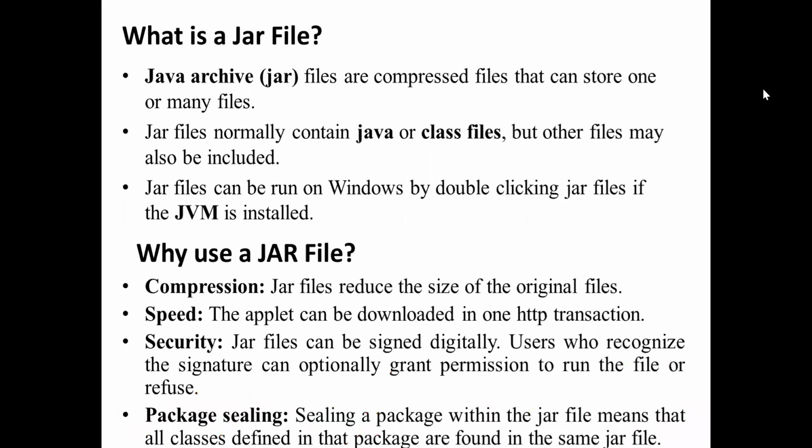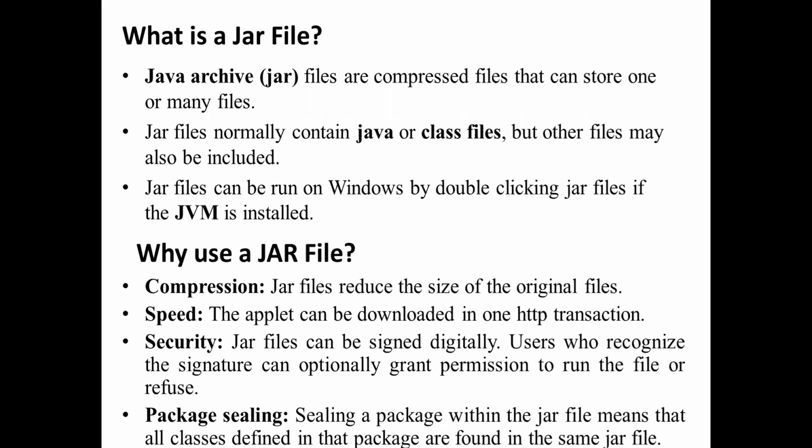Then we can move to what is a jar file. A jar file is a Java archive, a file or compressed file. So we can store one or many files in it. This is the first point. And the second one, when you're using the jar file, normally it contains Java or class files. But other files can also be included. This is the second point.